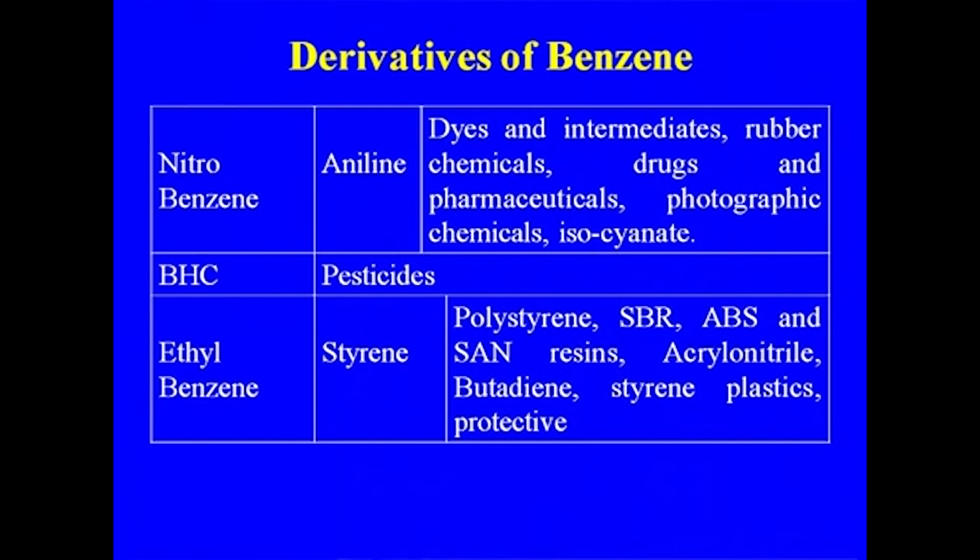BSC, that is being used as pesticide. Ethyl benzene is one of the very important derivatives of the benzene, which is going for the manufacture of the styrene. And so, if you see the styrene, the polystyrene, SBR, ABS, acrylonitrile butadiene styrene polymer resin, SAN resin, plastics, protective coatings. So, these are some of the outlets for the styrene.